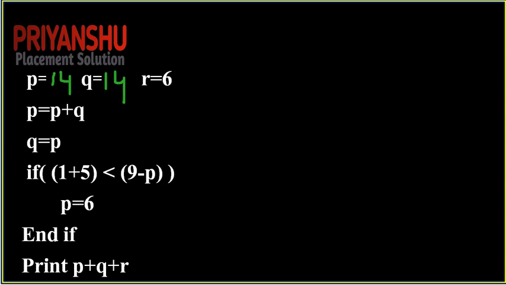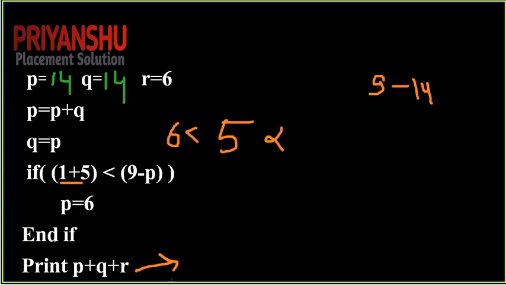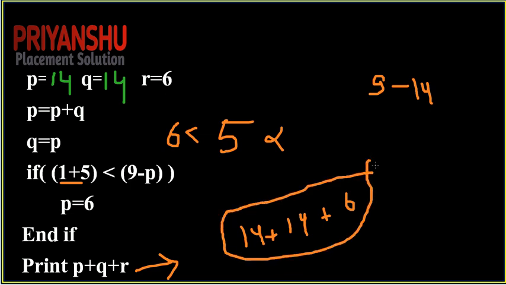Okay, so let's check the if condition now. 1 plus 5 is 6, is less than, not equal to, less than 9 minus p. 9 minus p means 9 minus the value of p, which is 14, so 5. So is the condition true? No, the condition is not true. So we simply compute p plus q plus r. The value of p is 14, the value of q is 14, and the value of r is nothing but 6. It is not changed. So you can add this and you will get the answer. What is the answer? 34.